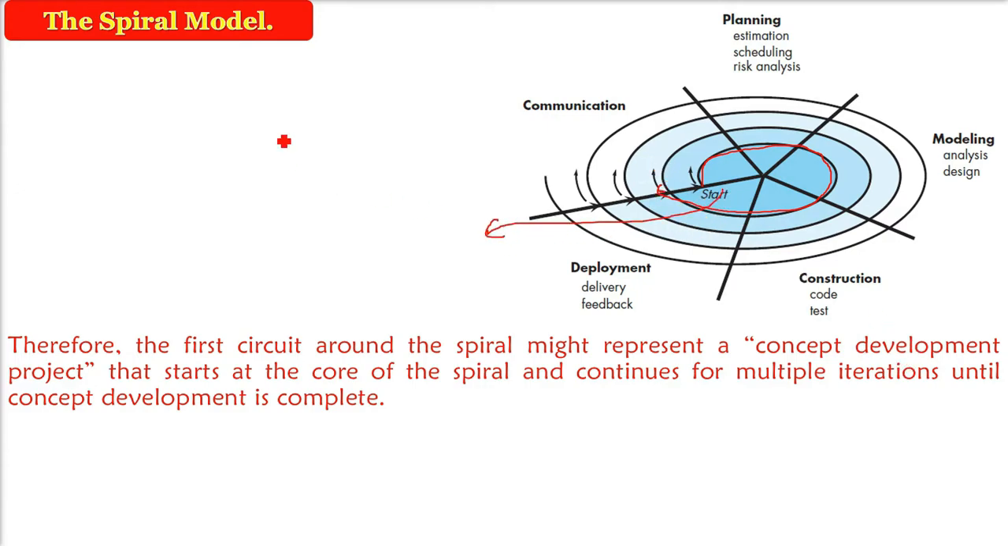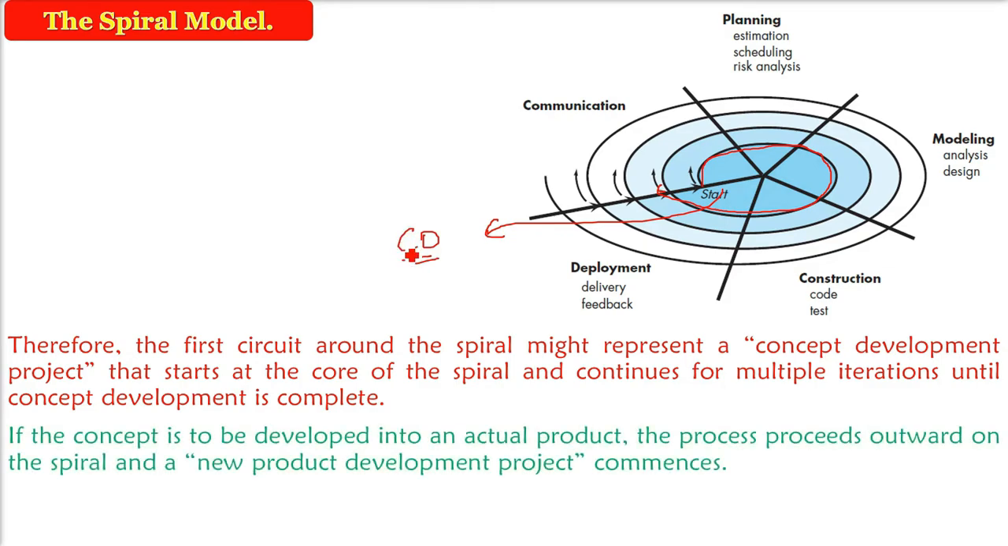Because this is a risky project. Maybe it is a complex project. It is a big project. For that, it is mandatory to understand the concept. As I said, this output can be just a model or it can just be a prototype. Then you move ahead to the next round or iteration of the spiral. Here you are actually developing the project. So, new product development project.